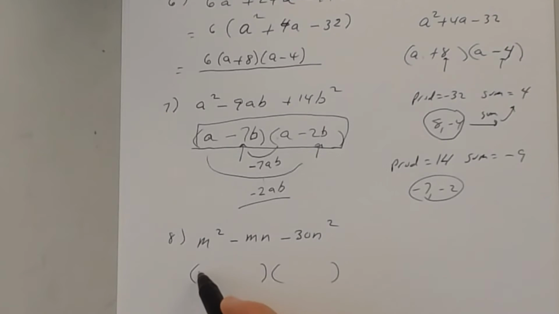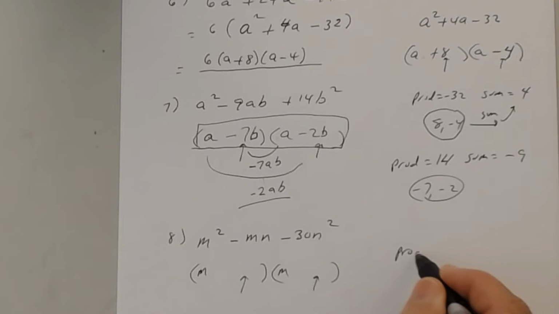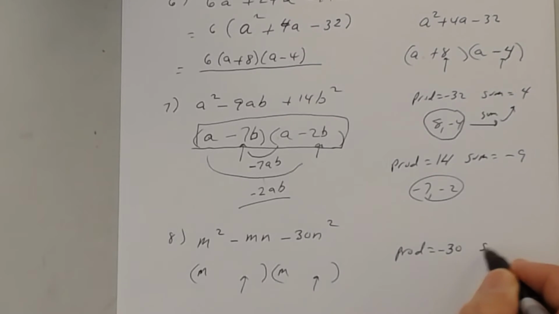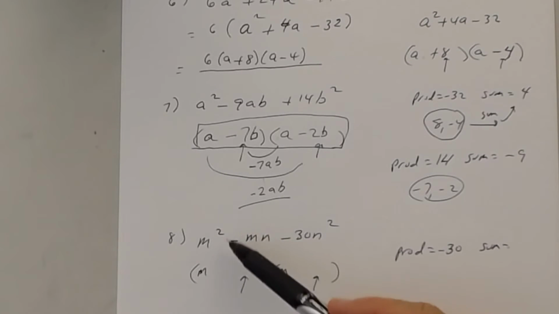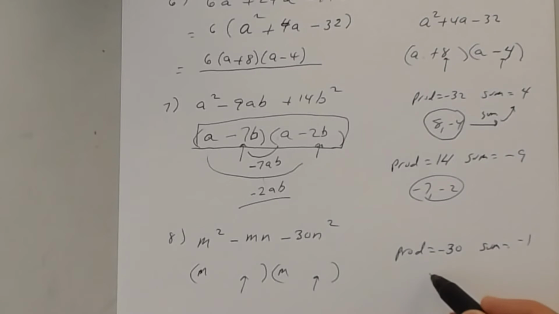What times what's m squared? M. Okay. Now I got to fill this part in. So I need two terms whose product is this last. But just look at the coefficient right now. So I need two numbers whose product is what? Not 30. Negative 30. So the product needs to be negative 30. And the sum needs to be what coefficient? Negative 1. Positive 5, negative 6. Y'all agree? Yes. So the product is negative 30 and the sum is negative 1.